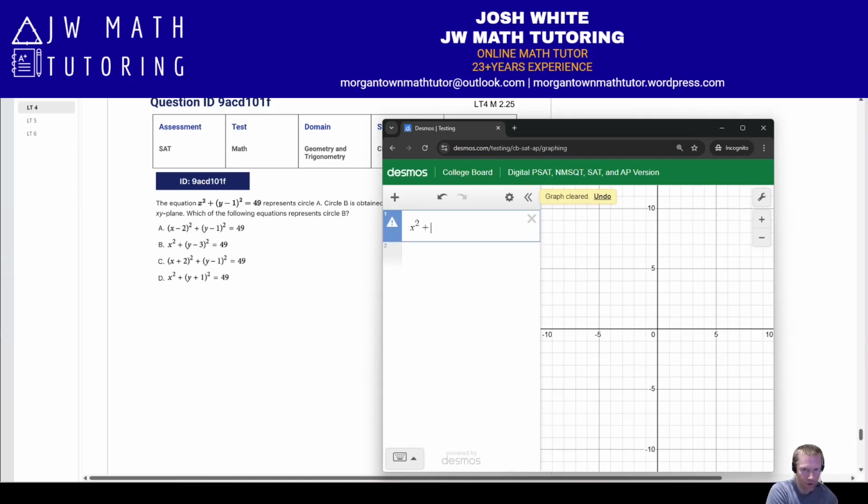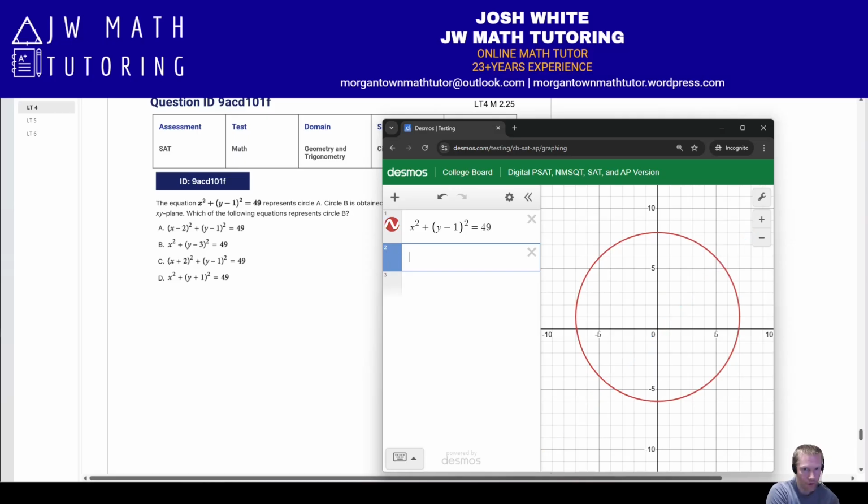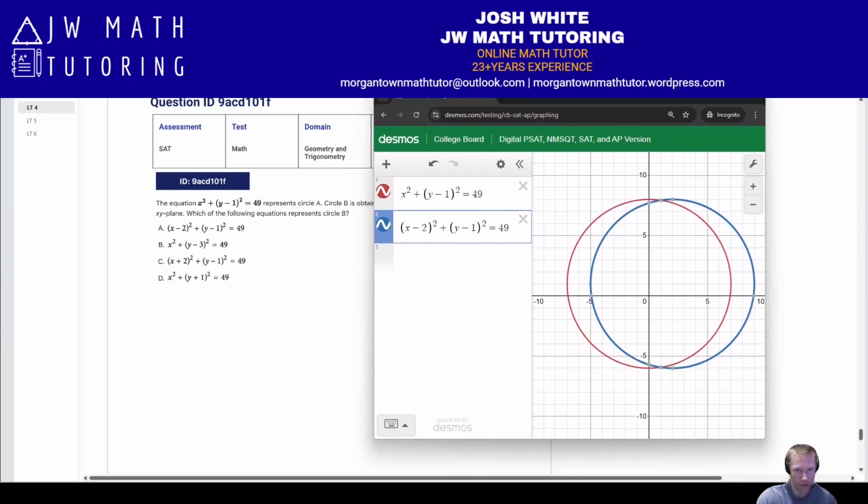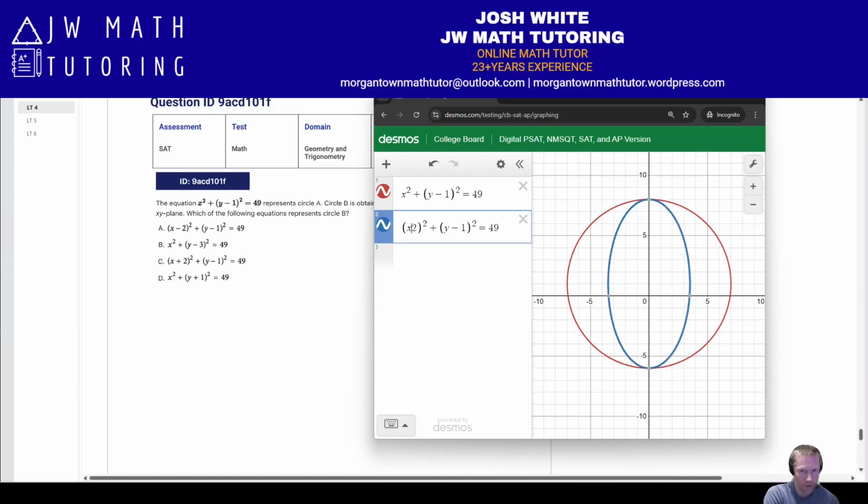So I have my original circle. Okay. Now, let's go through our answer choices. Okay, is this shifted down 2 units? Again, that's what we're looking for. Shifted down 2 units. No, it looks like it's shifted to the right 2 units, but definitely not down 2 units. Okay, so that's wrong. Let's check out B. So now we just change this. Is the blue shifted down 2 units? No, it's shifted up 2 units. Okay, so that's wrong. Let's go back to C.